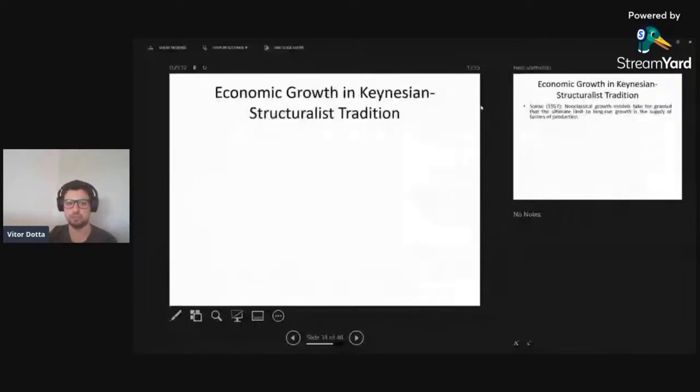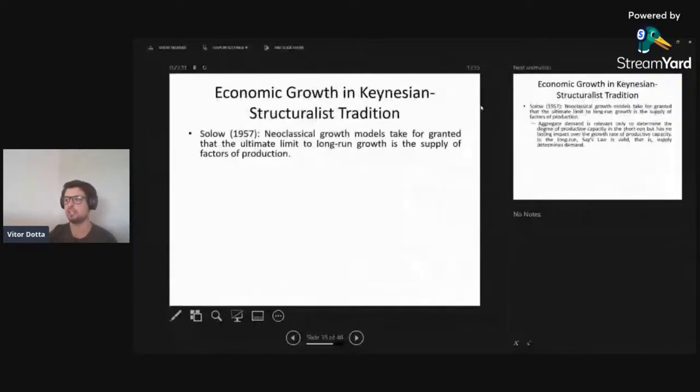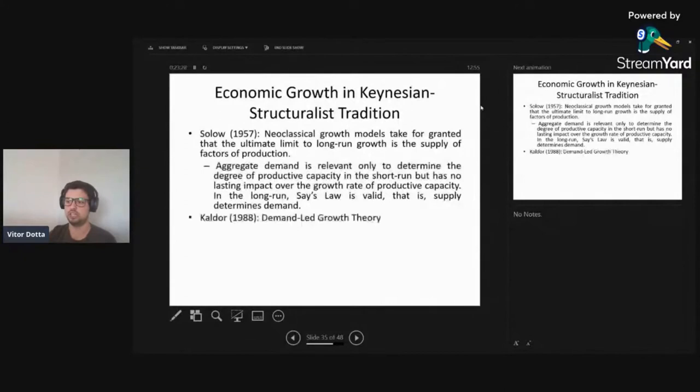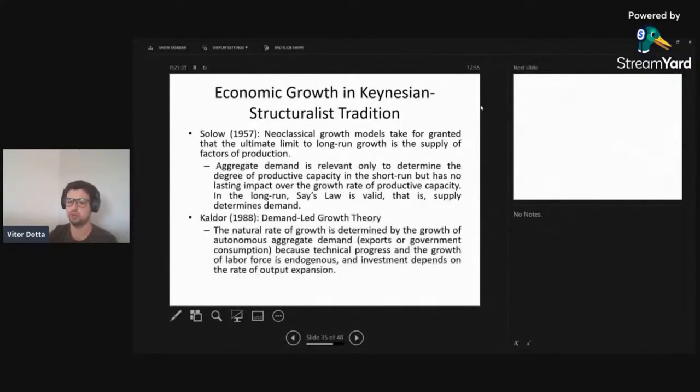Arriving at one of the most important parts of the presentation now: economic growth and the Keynesian structuralist tradition. Solow 1957, the neoclassical growth models, take for granted that the ultimate limit to long-run growth is the supply factors of production, as I said in the beginning, for instance the validity of Say's law in the long run. But in the Kaldorian demand-led growth theory from 1988, the natural rate of growth is determined by the growth of autonomous aggregate demand.